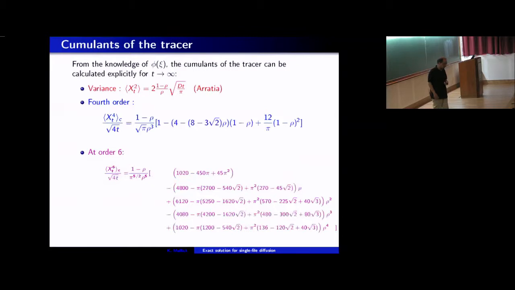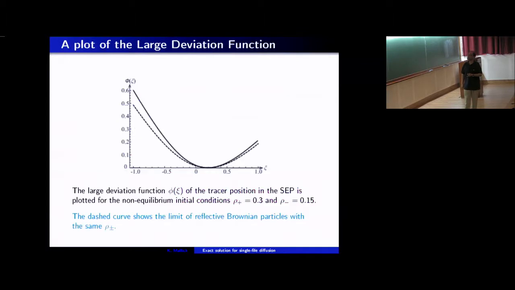Again, using this large deviation function, we can retrieve known results and compute higher cumulants. I told you that the variance was computed by Arratia 35 years ago. Well, if you take the explicit formula I showed you before, you can retrieve it. But you can get the 4th order, or you can get the 6th order. And I didn't write the 8th order, because it's too long. But you can get any cumulant to any order. And again, these formulas are exact. This is in the large time limit, but they are exact formulas. There is no approximation.